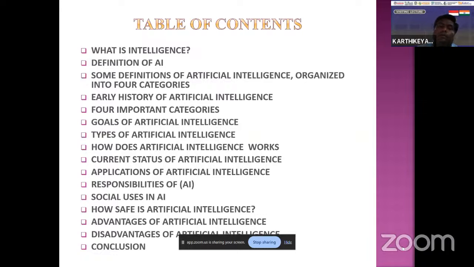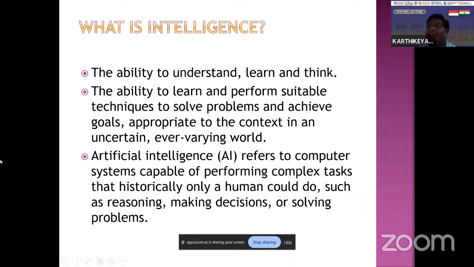First of all, we discuss what intelligence is. Intelligence is nothing but the ability to understand, learn and think, which means to perform suitable techniques to solve problems and achieve goals for the appropriate context in an uncertain, ever-varying world. AI refers to computer systems capable of performing complex tasks, which means difficult tasks, that historically only humans could do, such as reasoning, making decisions, or solving problems.